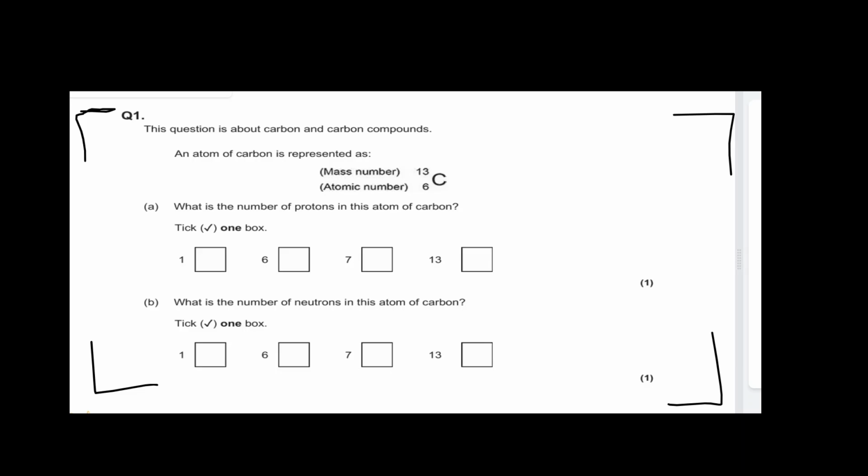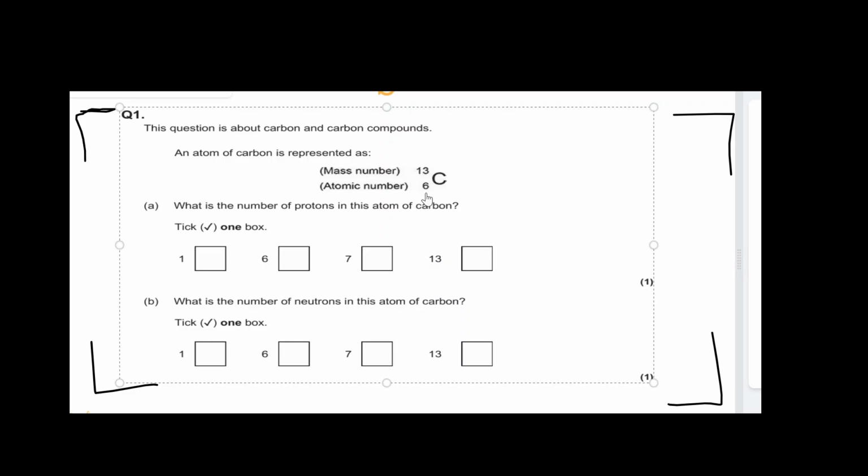Okay, so the first question says, this question is about carbon and compounds. An atom of carbon is represented as, so we have the mass number and we have the atomic number. So the key thing is to always remember that sometimes they write the larger number at the bottom and the smaller number at the top. Just remember that the larger number is the mass number and the smaller number is the atomic number.